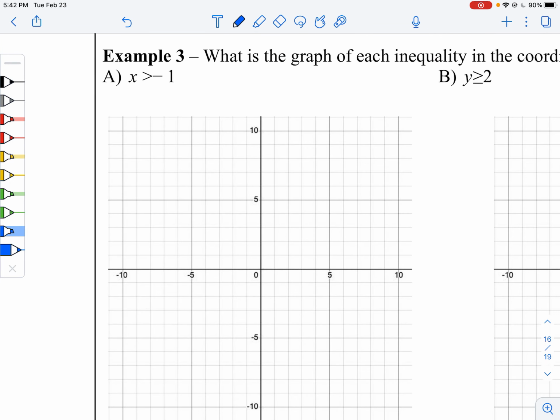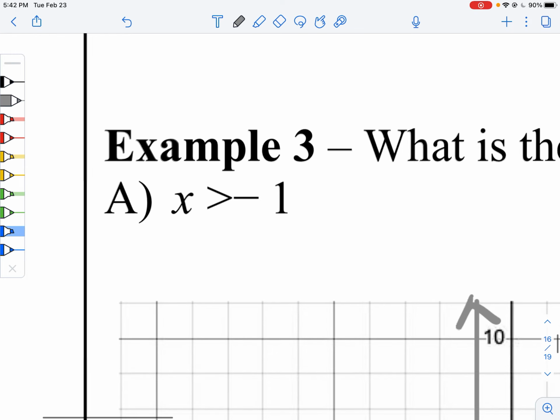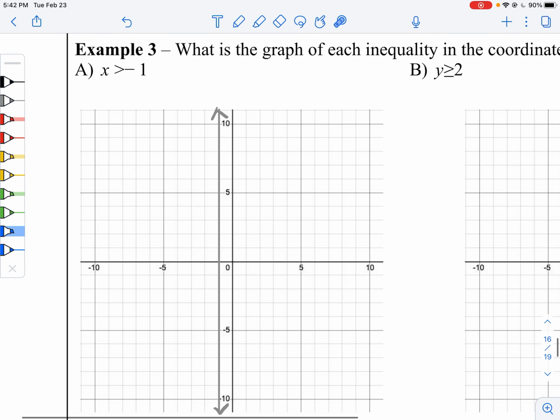Same thing applies to vertical and horizontal lines. If you have x is greater than -1, start out by graphing the line x equals -1. That's this guy right here. But remember, there's no equals here. It's just greater than. So this means it needs to be a dashed line.